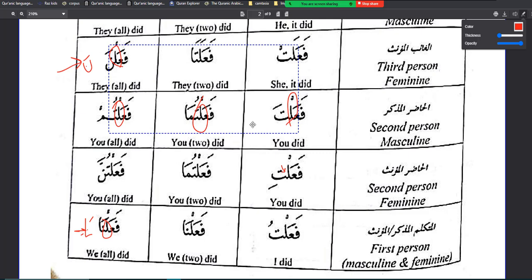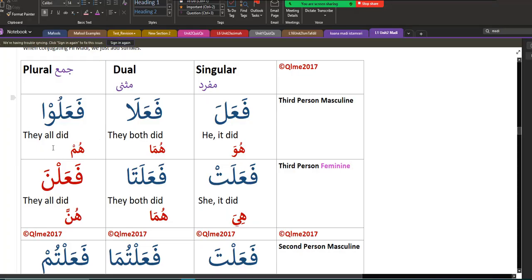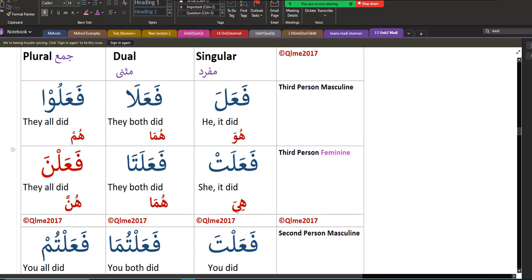Like he did, they did, she did, I did, right? So somebody has to do the action. You need a doer. That's why every single time you take any verb, it will have a pronoun hidden in it. Fa'ala, fa'ala, fa'alu. He did, they both did, they all did. فعلت فعلتا فعلنا. She did, we both did, we all did.